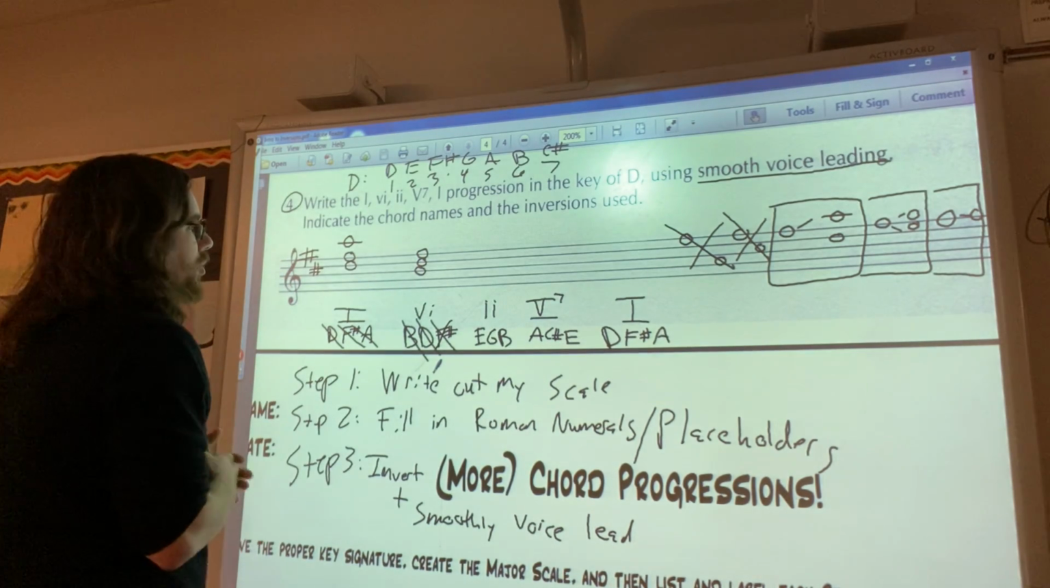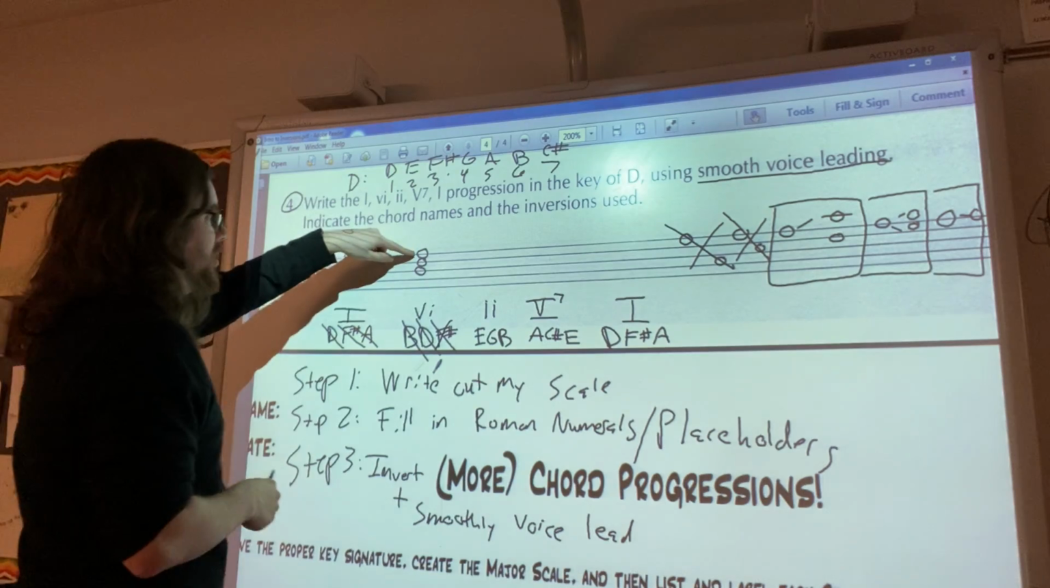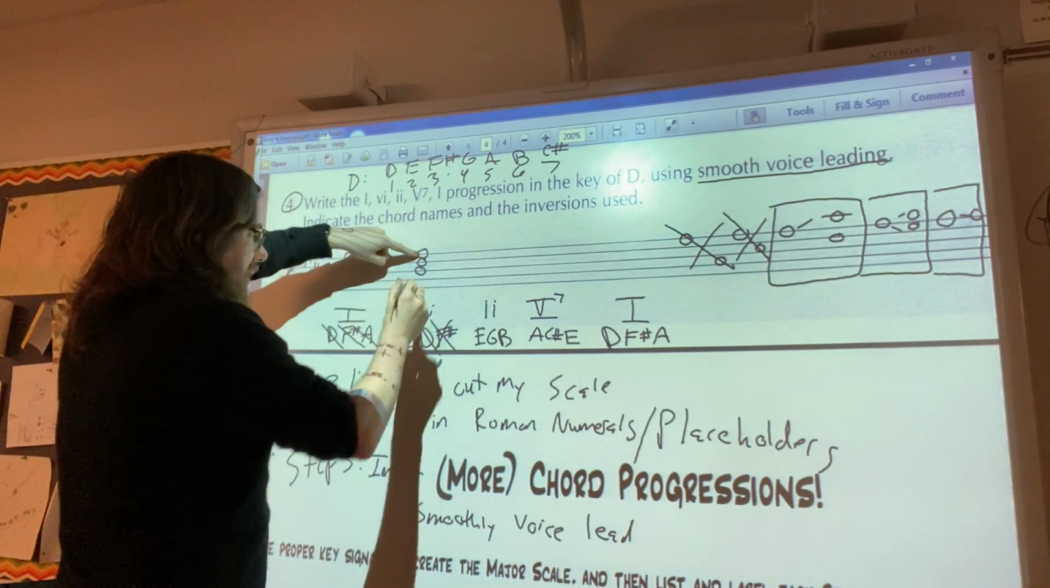Let's look at our 2 chord, which has E, G, and B. So my top note is F. Can it go to E?